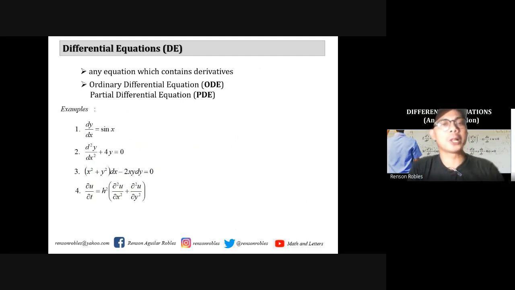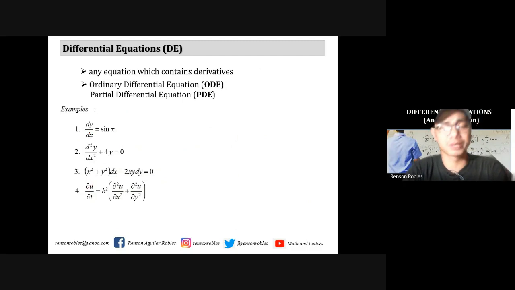With these examples, we can easily identify whether a differential equation is an ODE or a PDE. If you see a partial derivative in the equation, then that is a partial differential equation. And if you see an ordinary derivative or total derivative, then the differential equation is an ordinary differential equation. So it's easy to identify whether it is ODE or PDE. Just take a look at the symbol. When you see a symbol like this, it's ODE. When you see a symbol like this, it's PDE.